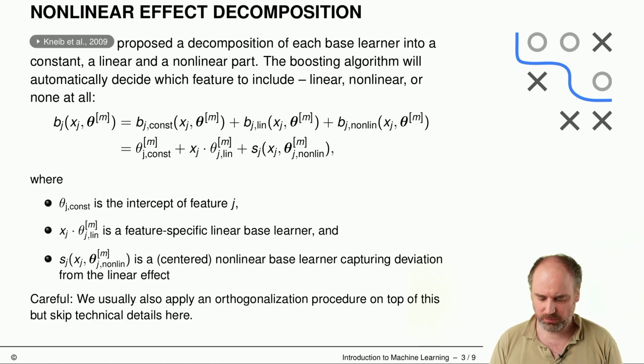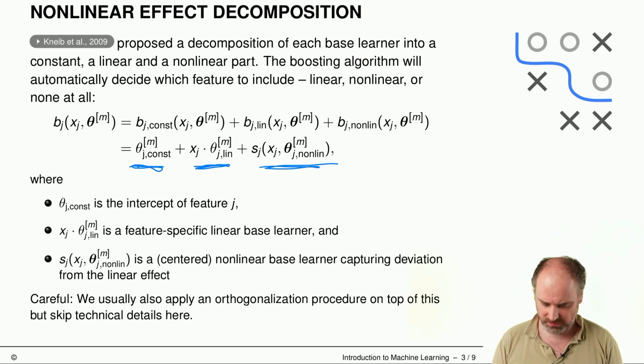So there's a proposed decomposition now to solve this problem. Usually what we do is we take apart our non-linear spline-based base learner into a constant term, a linear term, and a non-linear term. And this non-linear term is a centered version of the spline, yeah?